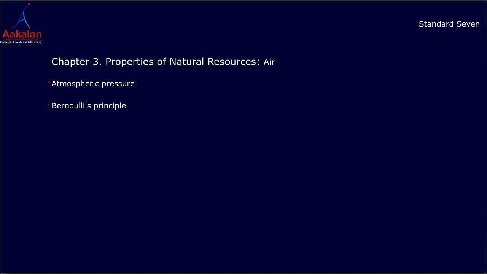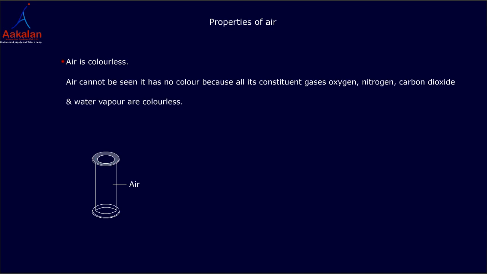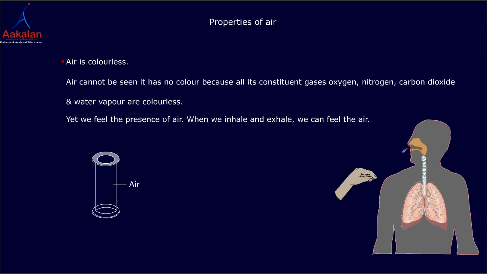Properties of natural resources. Properties of air. Air is colorless. Air cannot be seen, it has no color because all its constituent gases, oxygen, nitrogen, carbon dioxide and water vapor are colorless. Yet, we feel the presence of air. When we inhale and exhale, we can feel the air.